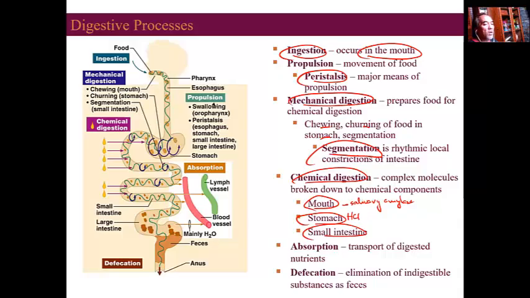Okay. So when food is now processed through chemical and mechanical digestion, absorption is a transfer of digested nutrients from the walls of your intestinal tract. Remember, the walls of the intestinal tract are simple columnar epithelium. So those glucose, those amino acids, and those fatty acids will then be absorbed into the walls of your intestinal tract at the simple columnar epithelium. And then from there, it's going to be transferred to the blood.